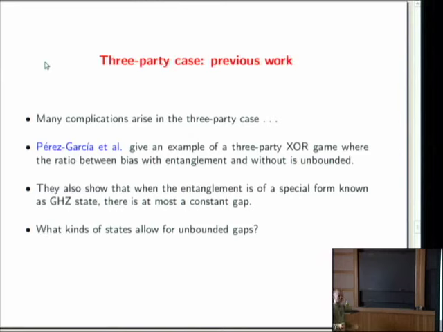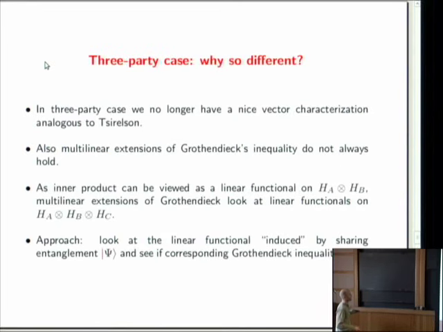Okay, so here you have a very different situation. We want to classify what kind of states can give you this unbounded advantage and what cannot. The kind of vector characterization that you gave before is not clear, right? Yeah, that's exactly right. So that's the first problem: we no longer have this vector characterization. And we also want to apply some generalization of Grothendieck inequalities to the multiparty setting, but these things don't always hold.